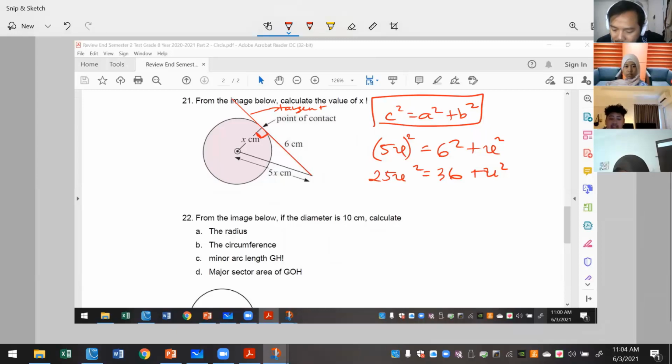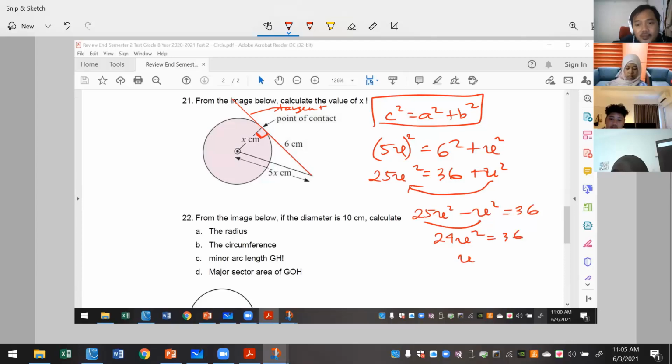You switch places. Okay, you switch places. So which one should I move? The x squared with the x. 25x squared. Yeah, okay, so this guy going down, right? 25x squared minus x squared equals 36. Subtract this, you'll get 24x squared equals 36.